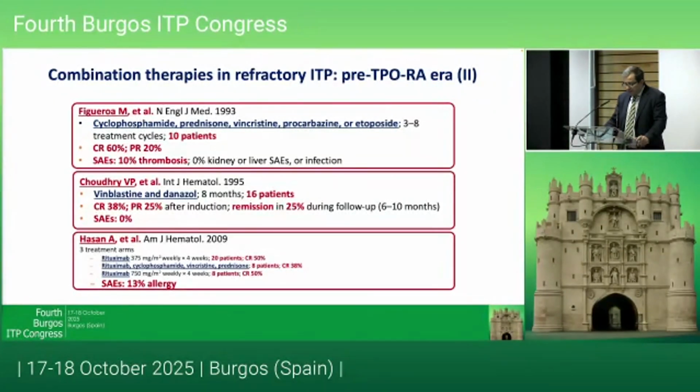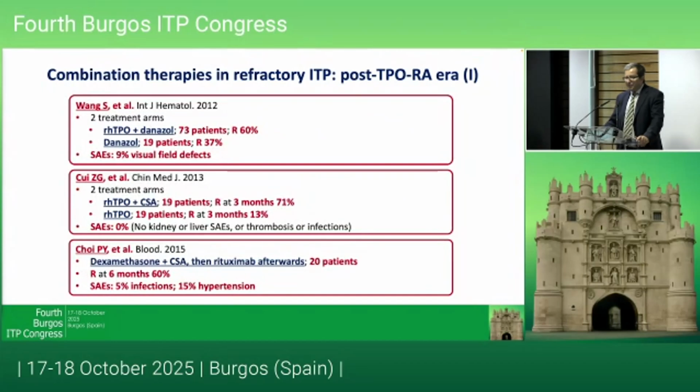Chaudhry combines vinblastine and danazol, achieving 38% of complete responses with remission in 25% of them. Hassan combines rituximab with other drugs such as cyclophosphamide, vincristine, prednisone, with major results. The best results are where they use only rituximab immunotherapy and the classical scheme of 375 milligrams per meter squared weekly for 4 weeks. Sorry for being so boring, sorry. I miss experiencing English.